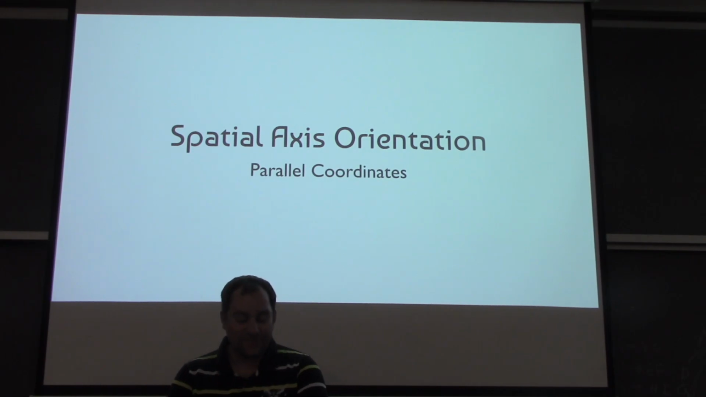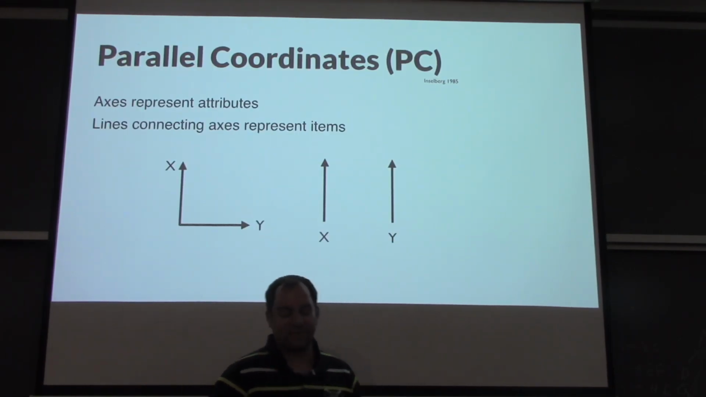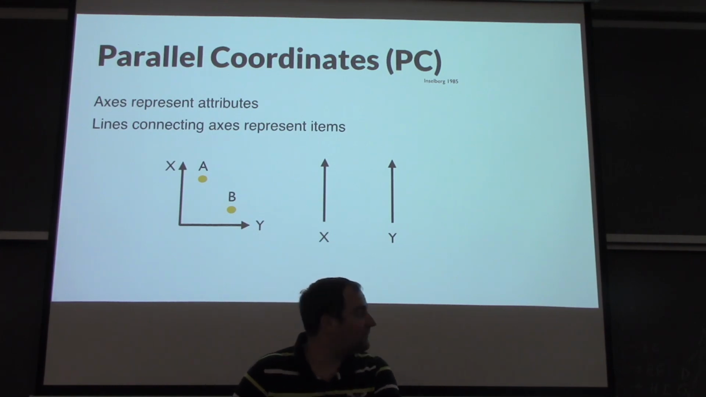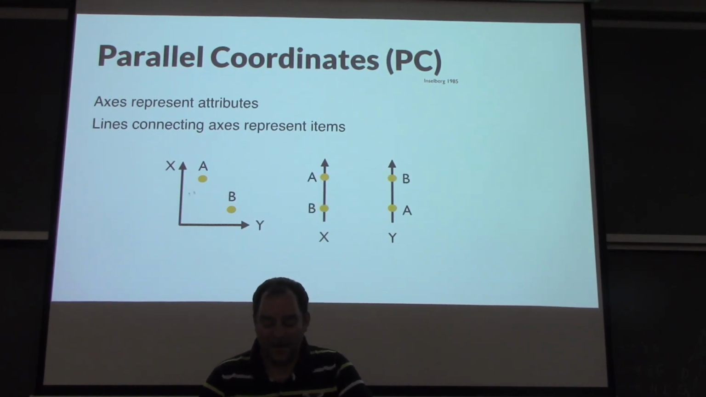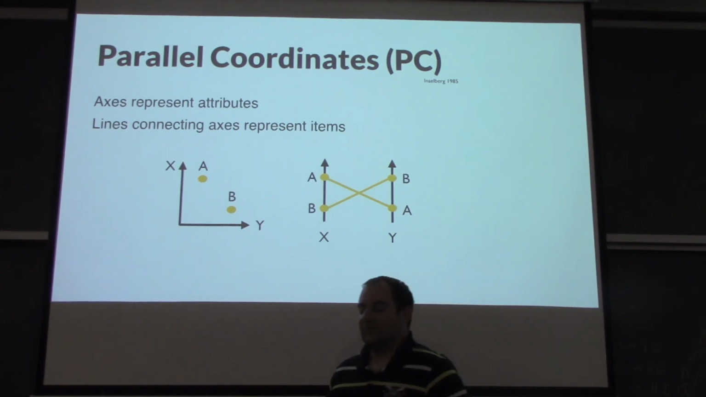Okay, next we'll talk about parallel coordinates. In parallel coordinates, axes represent the attributes, and the lines connecting the axes represent the items. So here is the example for a scatter plot with the dimensions x and y and points a and b. That would be where those are in x. In x we have a is high and b is low. In y we have a is low and b is high. And then we connect them with lines. And so we see that those have exactly an anti-correlation between them.